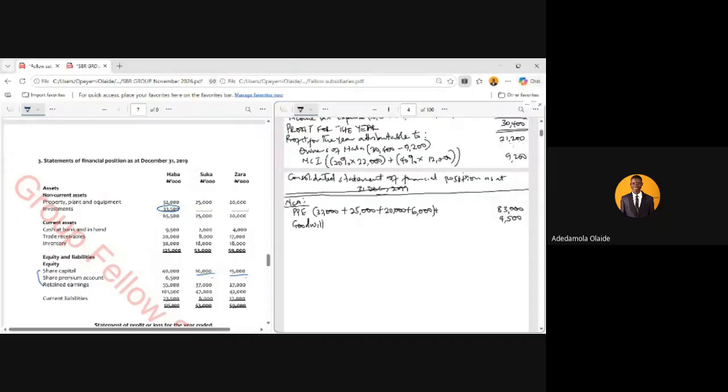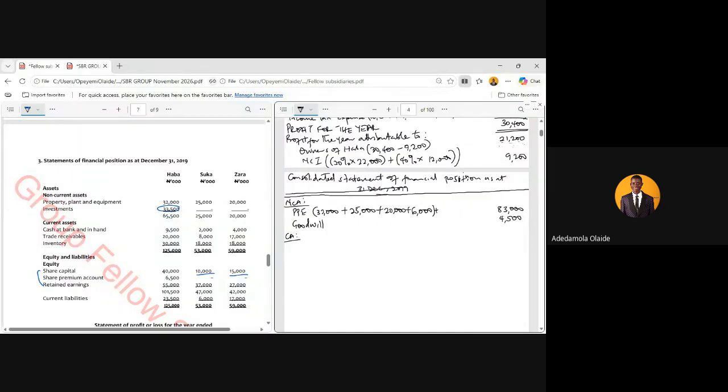PPE. What else do we have? We go to our current assets. What do we have in our current assets? So the investment will not be coming because in place of that investment, we are consolidating. Instead of recognizing our investment in the subsidiary, we are consolidating. So investment will not be coming, except if the investment they have is different from the purchase consideration they paid to acquire their interest in the subsidiary.